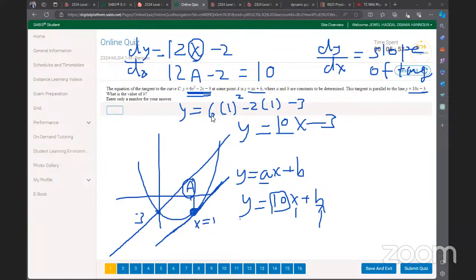So the point that is common between the tangent and the curve is, when x equals 1, y also equals 1. So I will use this point to get b. y is 1, x is 1, and here I have 10 plus b. So 1 minus 10 is negative 9.